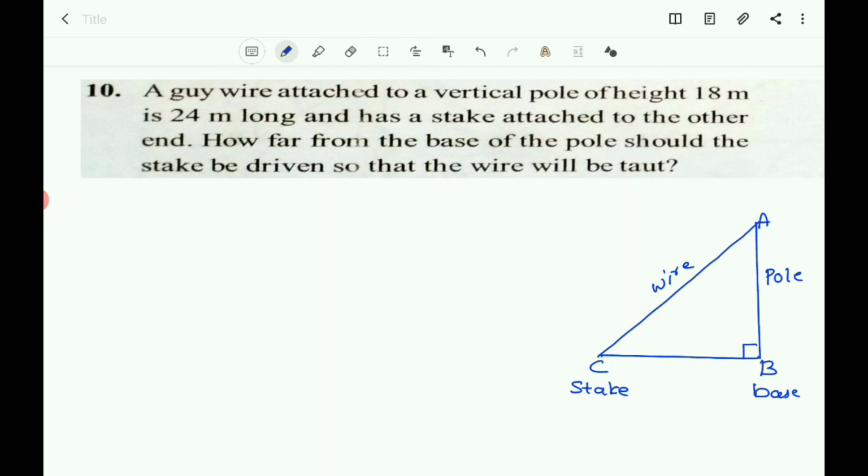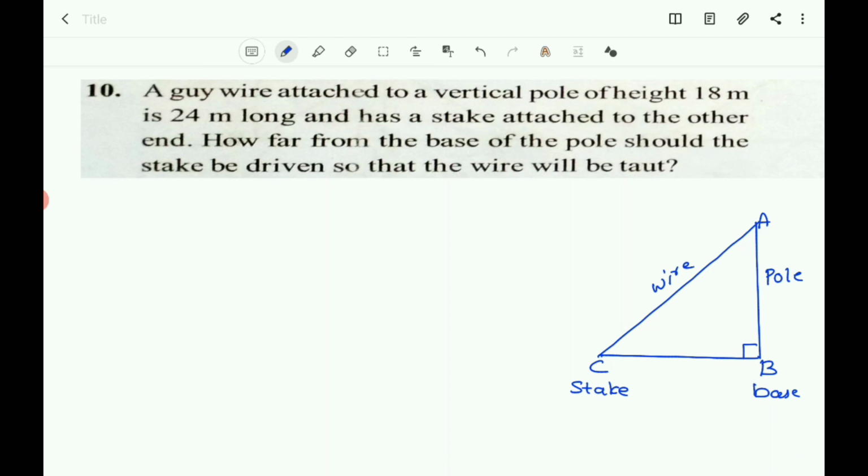A guy wire attached to a vertical pole of height 18 meter is 24 meter long and has a stake attached to the other end. How far from the base of the pole should the stake be driven so that the wire will be taut? Here, what is a guy wire? It is a tensioned cable designed to add stability to a freestanding structure.